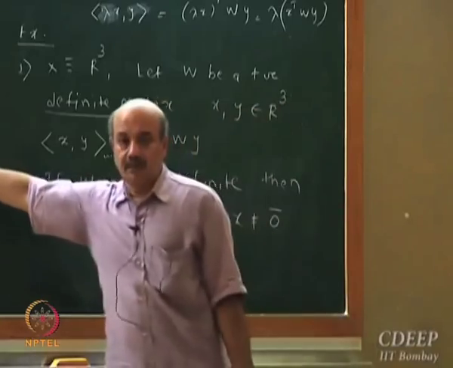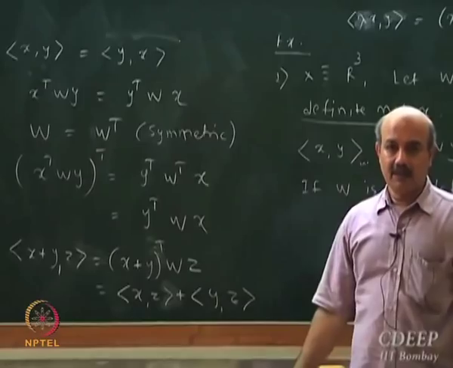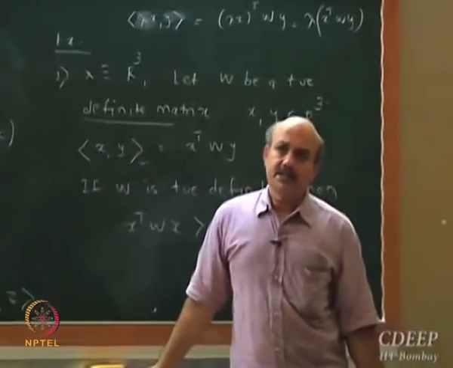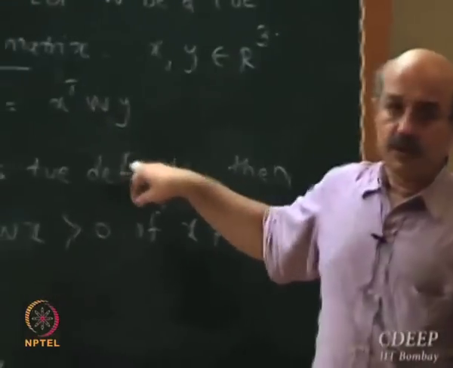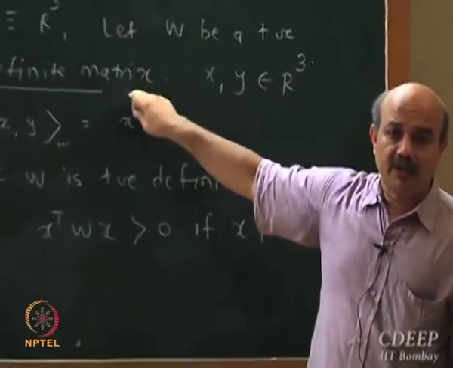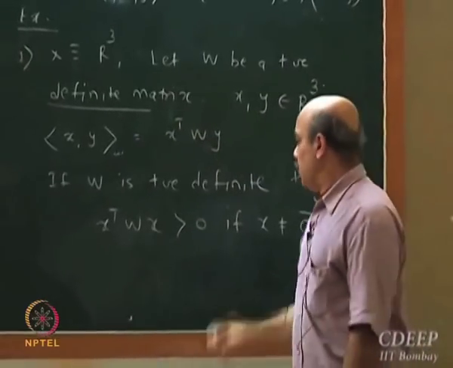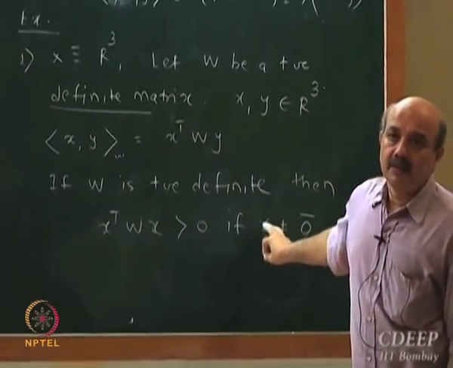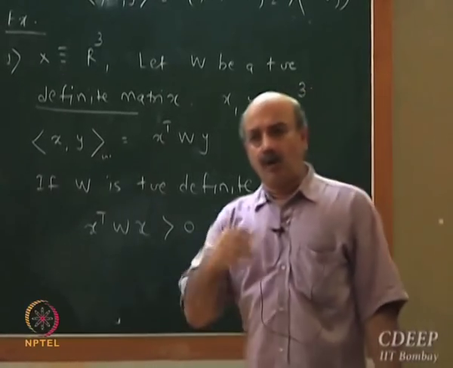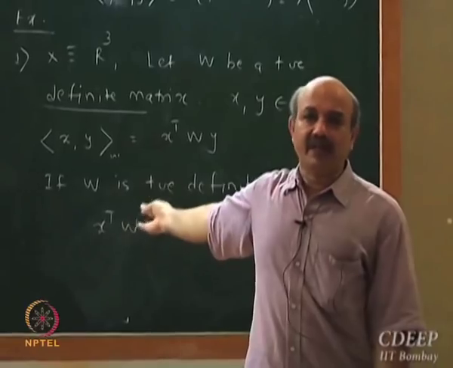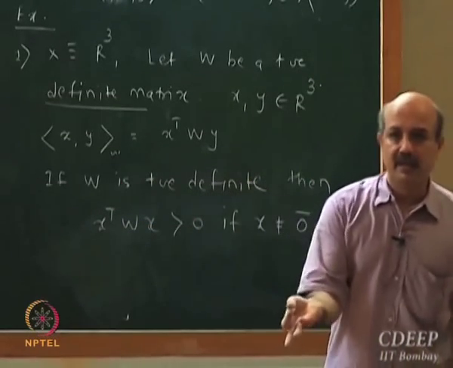That's why I said that W has to be positive definite and symmetric. Symmetric is important. X transpose WY will be symmetric. So just positive definiteness is not enough. We need symmetry also. So a symmetric positive definite matrix is important. Lambda bar is the complex conjugate, but we are working right now with real numbers, so the complex conjugate will be the real number itself.